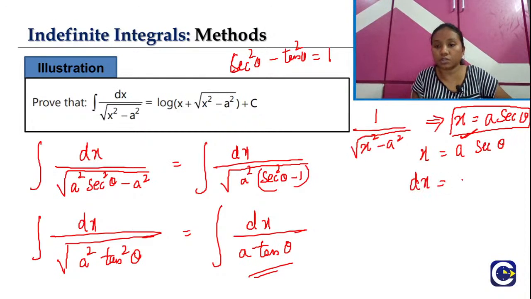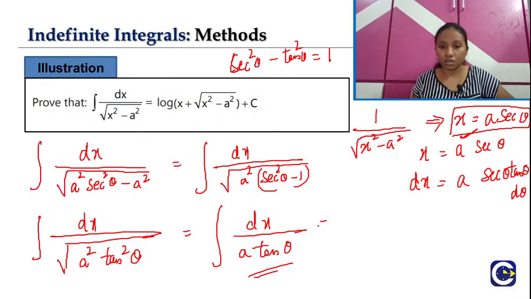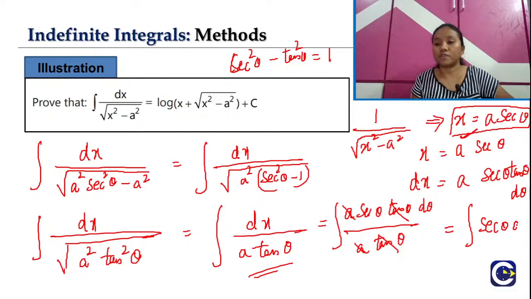So dx will be equal to a secant theta differentiation, that is a secant theta tan theta d theta. So this part you have to substitute in place of dx and simplify it further. Right. So it will be a secant theta tan theta d theta by a tan theta. So tan theta will get cancelled, a and a will get cancelled, and we will be remaining with only one term, that is integration of secant theta d theta.